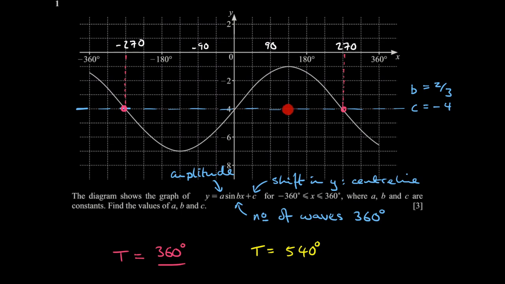So here's the center line. How far do we go up to get to the peak? Well, we go up by 3, don't we? And how far do we go down to get to the trough? Well, we go down by 3. So the amplitude there is equal to 3. Okay, so there you go. That's 3 marks available there.